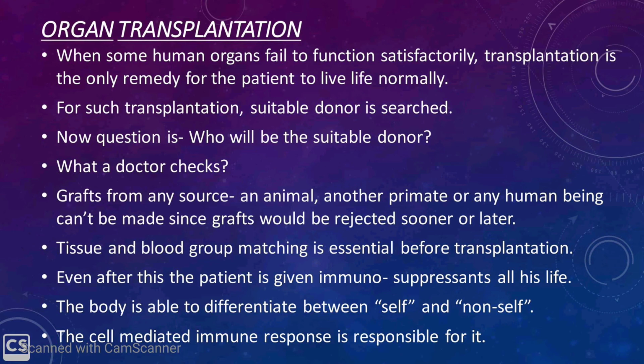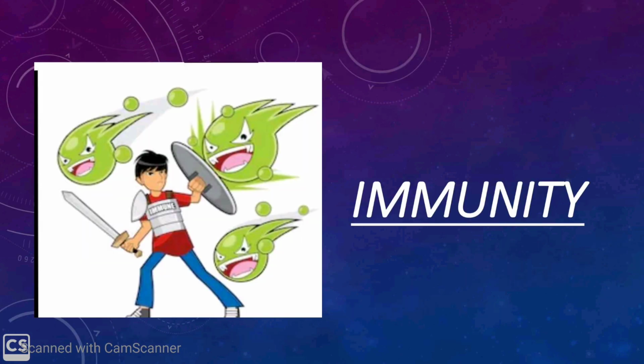It is not that graft from just any source, that is animal, another primate or any other human being, can be made, since graft would be rejected sooner or later. So, for the acceptance of the graft, it is a must that tissues should be matched, blood groups should be matched before taking any graft. And also, even after this transplantation, the patient has to take immunosuppressants all his or her life. This way, we have seen that the body is able to differentiate between self and non self, and the cell mediated immune response is responsible for the graft rejection.